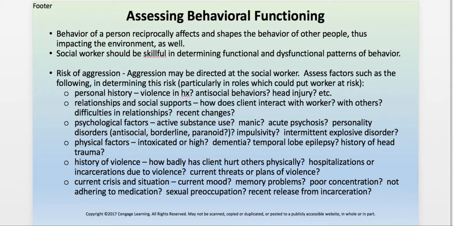So we assess risk of aggression through the kinds of factors here: what kind of violence is in the person's history, any social behaviors, any head injuries. Closed head injuries can oftentimes result in a loss of self-control in terms of emotions, very unexpectedly at times. How does the client interact with the worker and with others? What kind of difficulties exist in relationships? What's going on psychologically? All these have something to do with the risk of aggression.